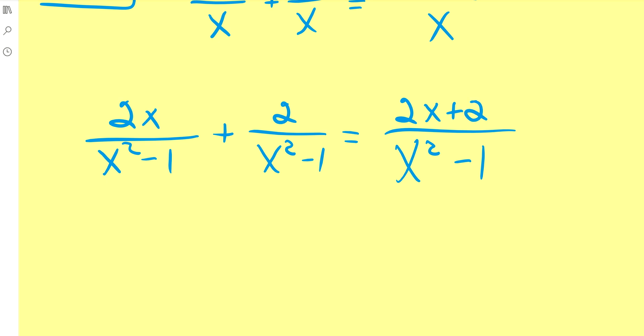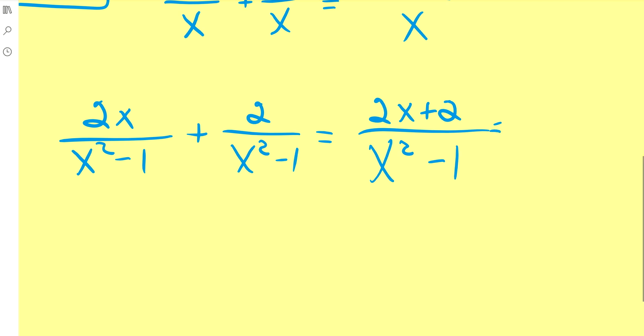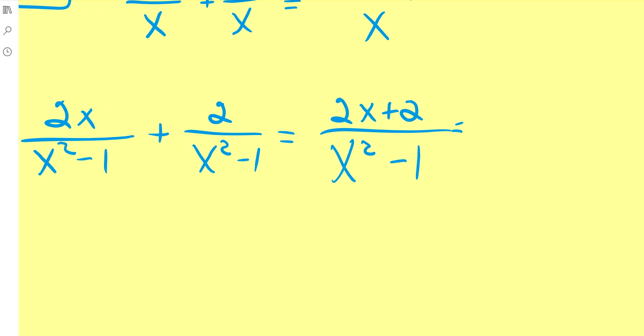Now I want to check to see, if I factor this 2x plus 2 and factor the denominator, what will that do to the problem? If I factor this 2x plus 2, I'm going to take out a 2 and divide back what's left over. So 2x divided by 2 is x, and 2 divided by 2 is positive 1. So I got 2 times x plus 1. And I'm going to bring that over here.